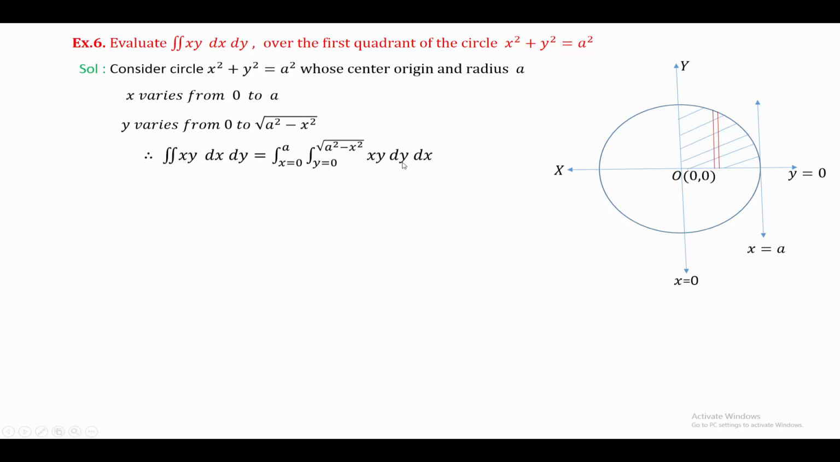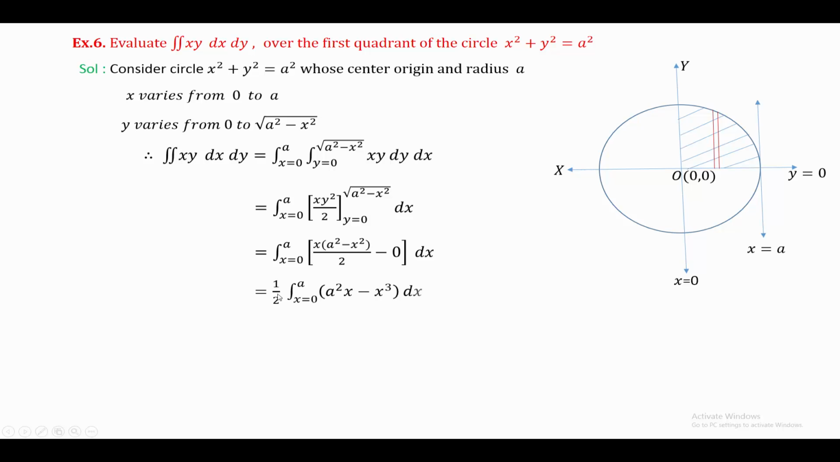Now first integrate with respect to y. Integration x varies from 0 to a. Now first do the integration with respect to y. So x into integration of y is y square by 2, y varies from 0 to square root a square minus x square dx. Now here first put upper limit. The value of y is square root a square minus x square. Then put the value of y as lower limit 0. Therefore is equal to integration x varies from 0 to a, x into put the value of y, square root a square minus x square, its square. So is equal to a square minus x square upon 2, minus of put the value of y is 0. So this is 0, into dx.